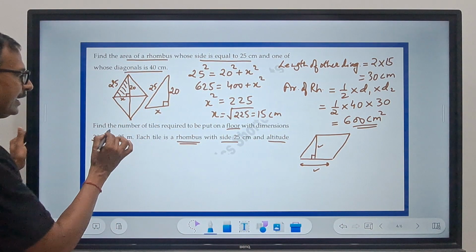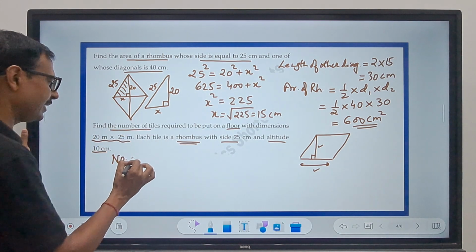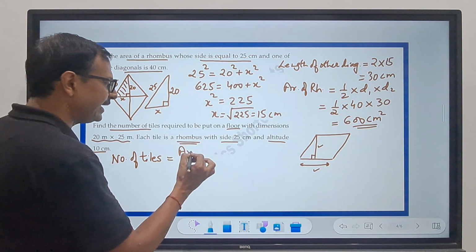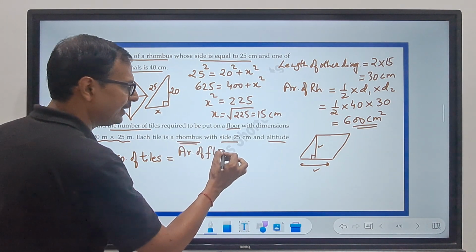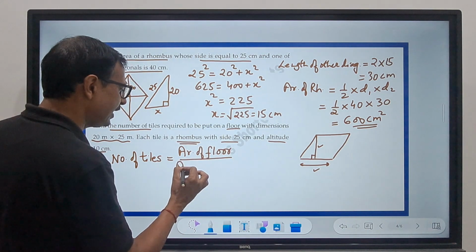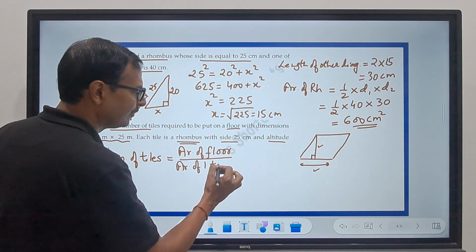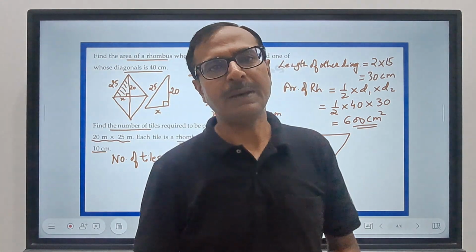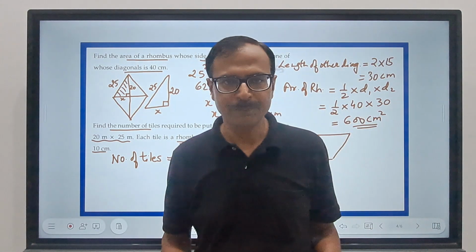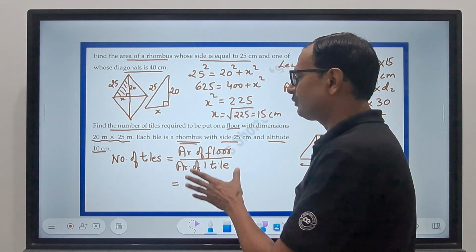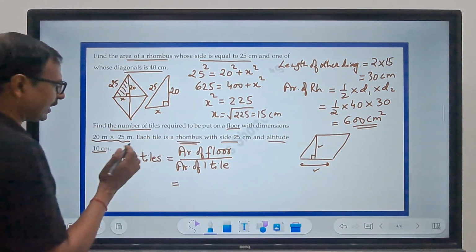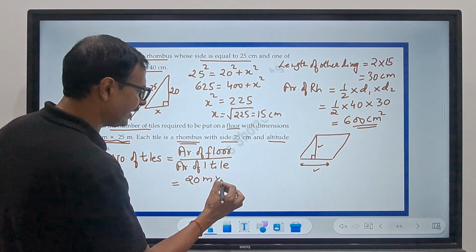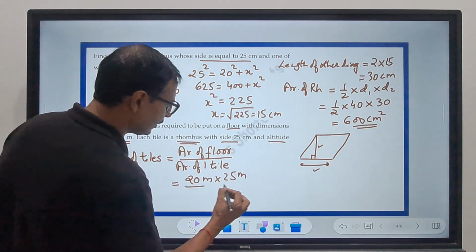Just to find the number of tiles which will cover the floor, we have to find the area of the floor and divide it by the area of one tile. This is the formula which we need to apply in the question to get the number of tiles which are required to cover the floor. Right? Now I have to find the area of the floor, which is rectangular and the length and width are known. So 20 meters into 25 meters, right? That is the area of the floor.